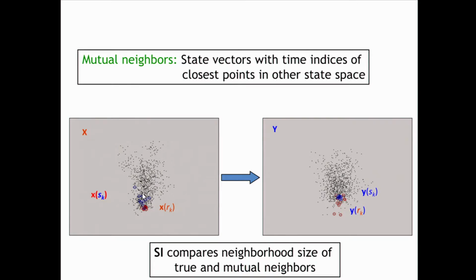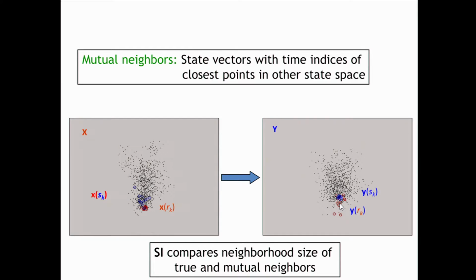So the red ones are the original neighbors in their own state space. You remember the time points, and then you see in the y state what the y state vectors are doing at the same time points as the x neighbors. Do they also form a cluster or do they spread? If they remain as a cluster around your reference vector in y, then that's good evidence that the two systems share information. And you can also do it the other way around.